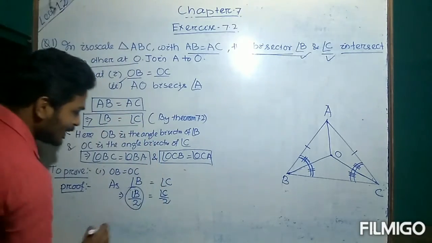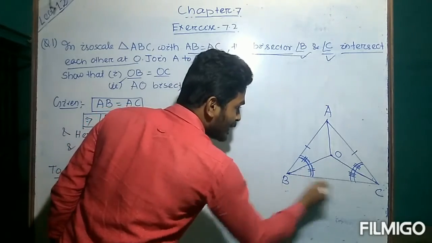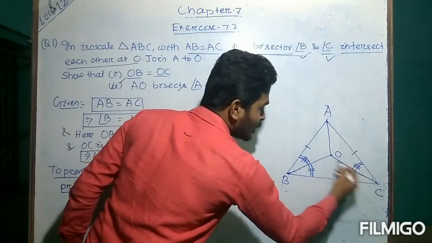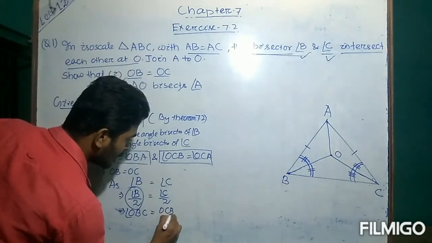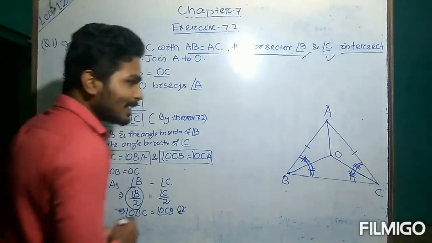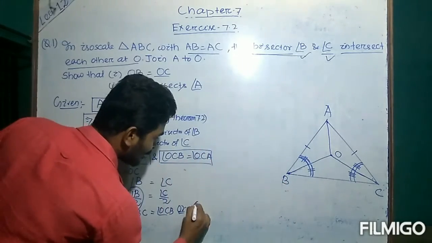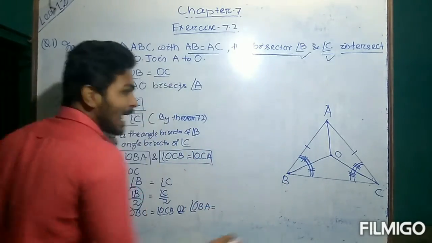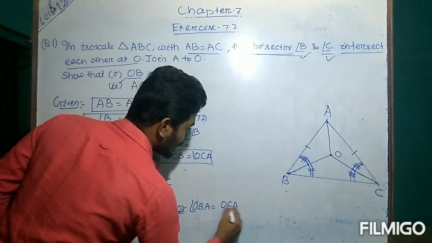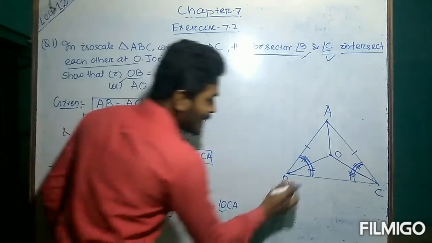Understood? So B by 2 means half of the angle B. Half of the angle B means either you can write this angle, OBC, is equal to half of the angle C, which you can write as OCB. Clear? Or you can write half of this angle, this angle OBA, and half of the angle C, this angle OCA. Understood? So what we get here? We get that OBC is equal to OCB.